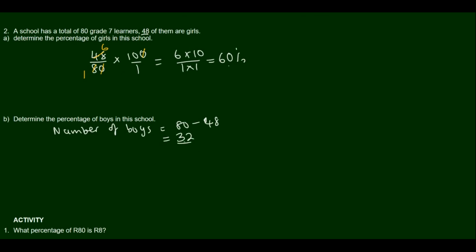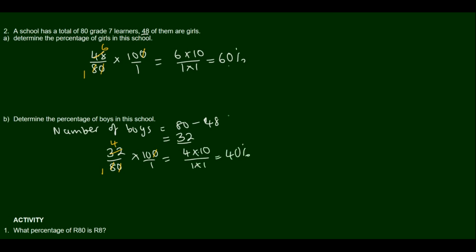So expressing the number of boys as a percentage of the grade 7 learners. So it's 32 out of 80 times 100 over 1. Then you can divide by 10, divide by 10. Then 8 into 8, 1. 8 into 32, 4. And then what are we left with? At the numerators, we're left with 4 times 10 over 1 times 1, which is 40%.